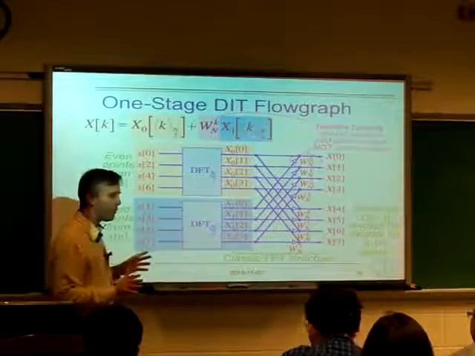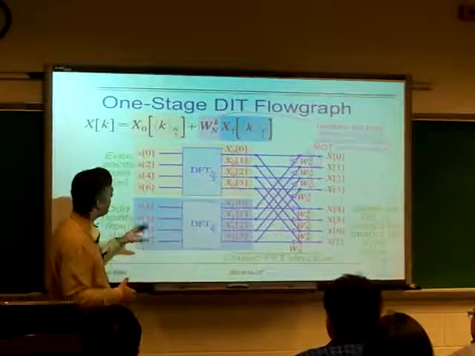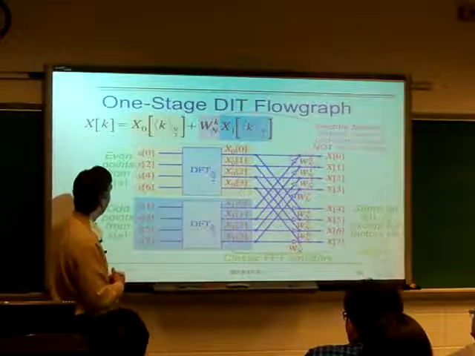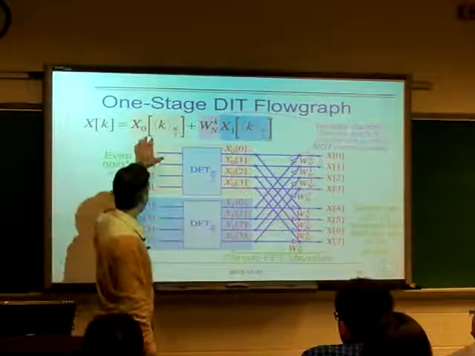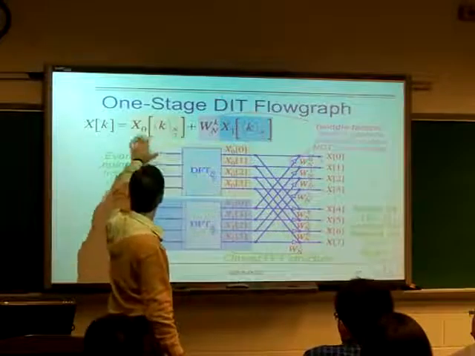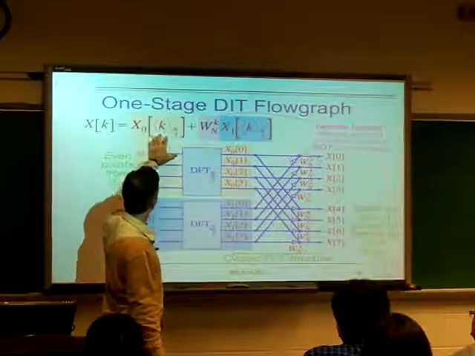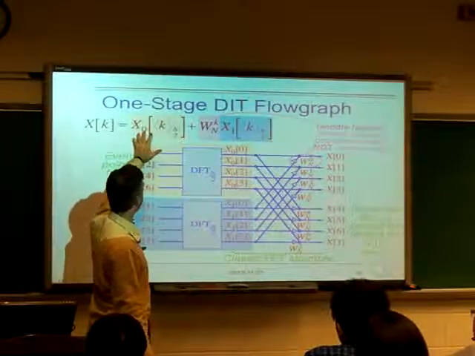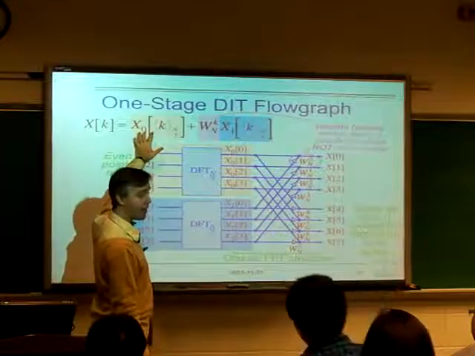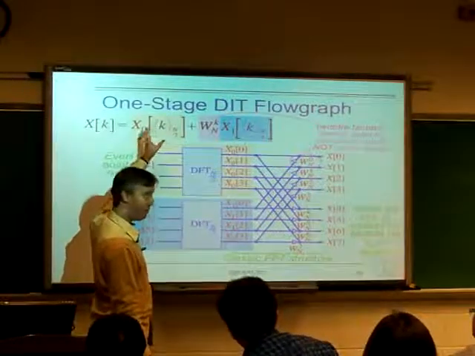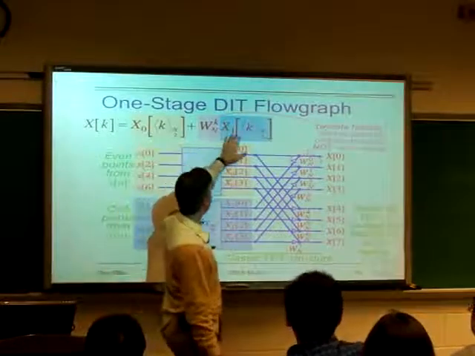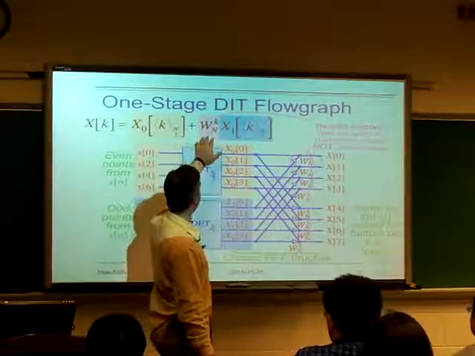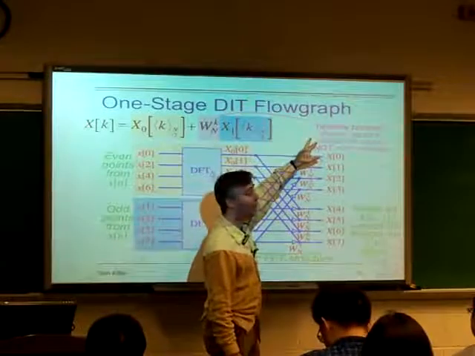To think about what we're doing, it can be helpful to draw these flow graphs. So here's the expression right now. I'm just writing it in terms of big X of 0, which I'm defining as the n/2-point DFT of the even index values, and big X of 1 as the n/2-point DFT of the odd index values. And here's the scaling factor, which is generally referred to as a twiddle factor.